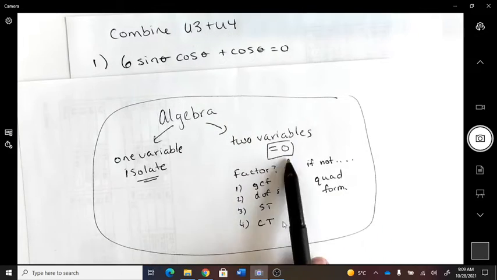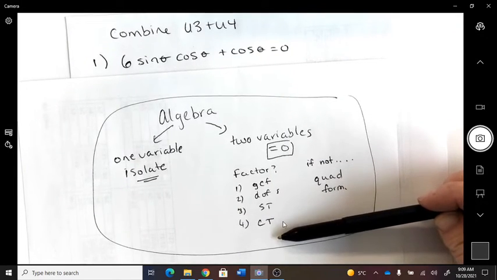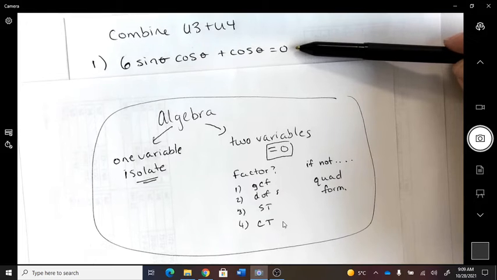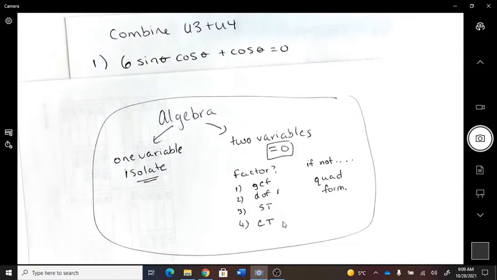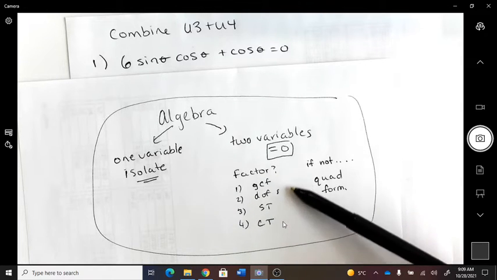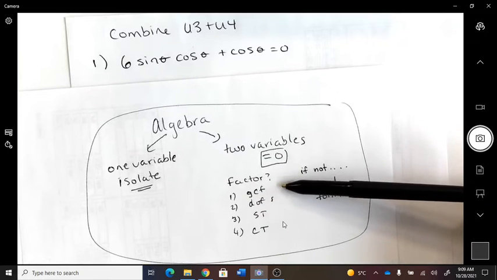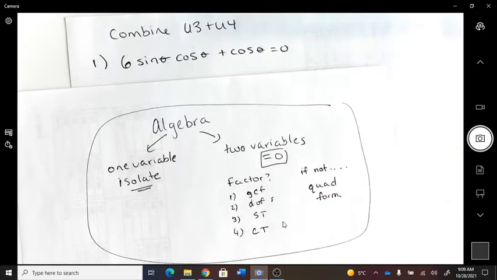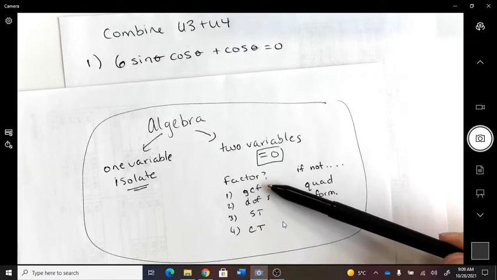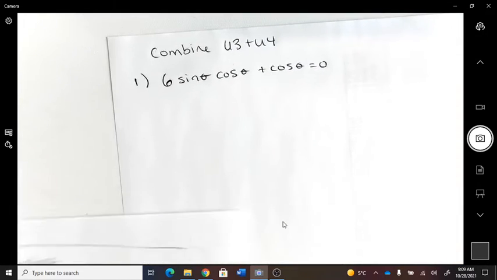Check, it does. Okay, let's go through our factoring list. Do you see any of those factoring styles? It is there. Which one of those four styles would that one be? Does it look like a GCF, difference of squares? Does it look like a simple trinomial or a complex trinomial? Did you pick GCF? So this is a GCF.